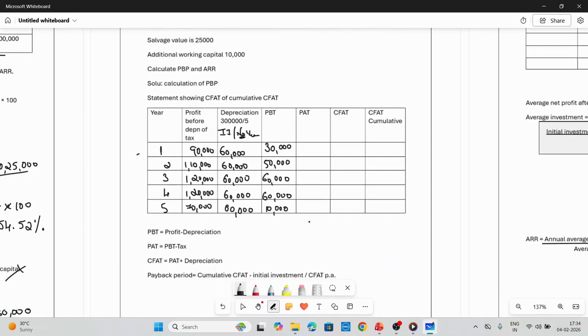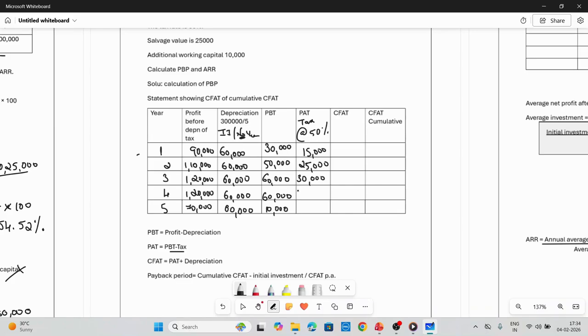PAT. PAT is equal to PBT minus tax. What's the tax? It's 50%. Deduct 50% from this. 30,000 minus 50% is 15,000, 25,000, 30,000, 30,000 and 5,000.